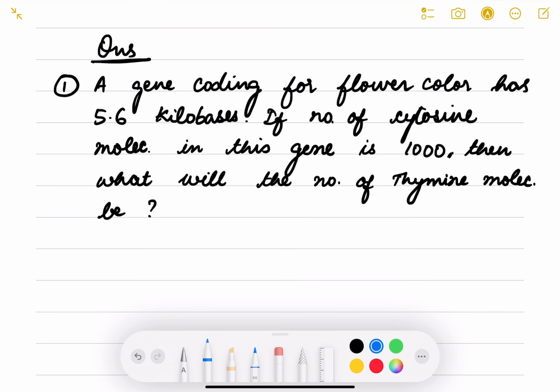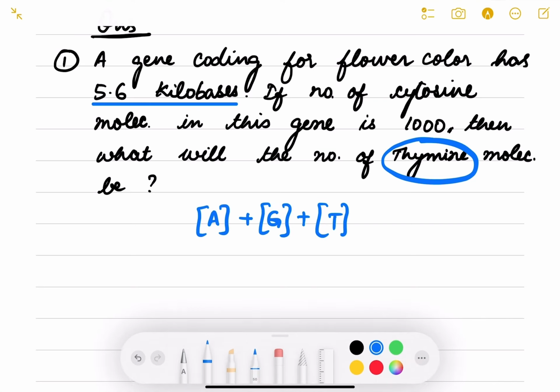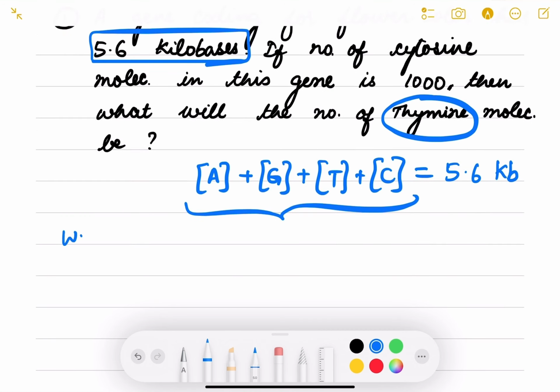Here they've given a gene coding for flower color has 5.6 kilobases. If the number of cytosine molecules in this gene is 1000, then what will be the number of thymine molecules? Again, this is related to the fourth type which we had discussed. So the amounts of adenine, guanine, thymine and cytosine are the different types of bases present in DNA, right? Totally it has got 5.6 kilobases, which I can write here.